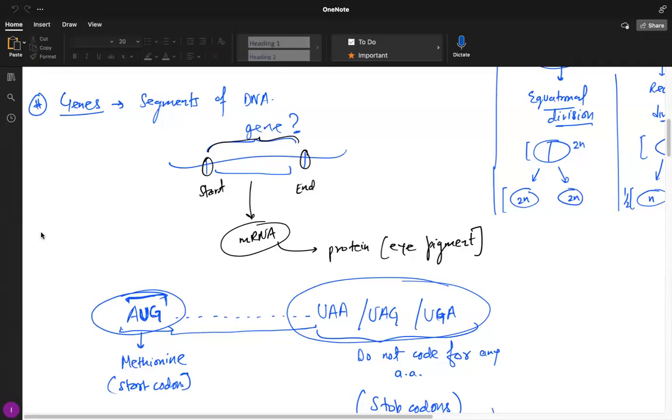Somebody asks you, what is a gene? What will you say? It is a segment of DNA containing the ORF. Forget about ORF for now and just tell me without using the word ORF, what do you understand? It is a segment of DNA.